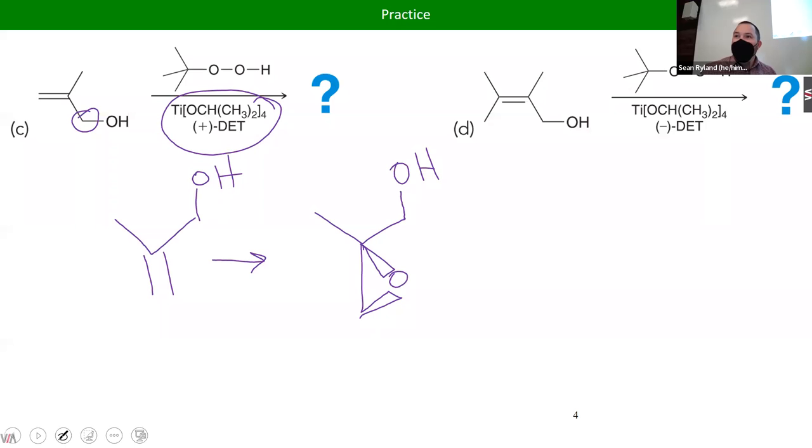Yeah, that one right in the middle. So yeah, this is a different molecule than if we drew the epoxide going into the board. So the trick with these is just remember to rearrange the molecule, and then plus means up, minus means down.